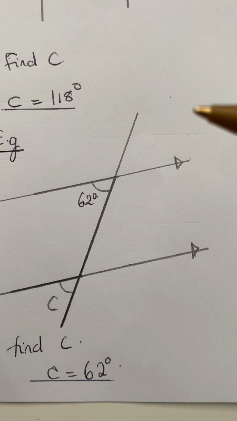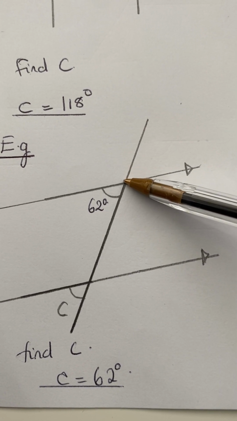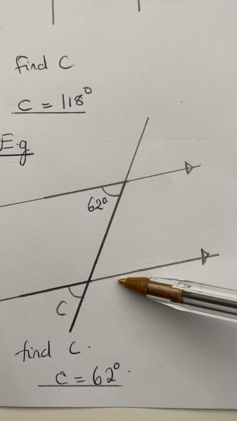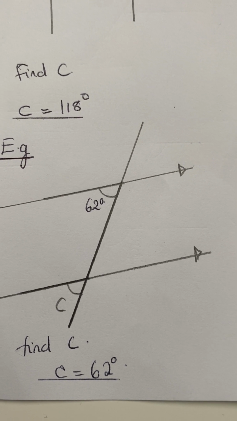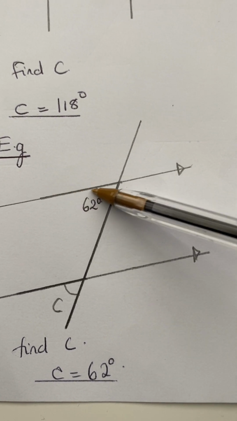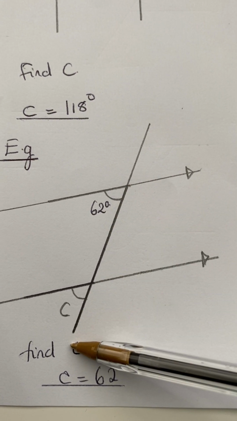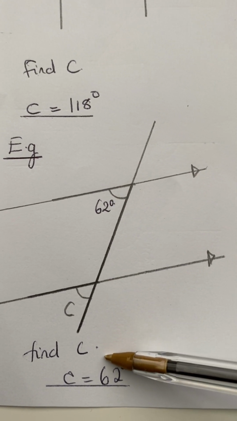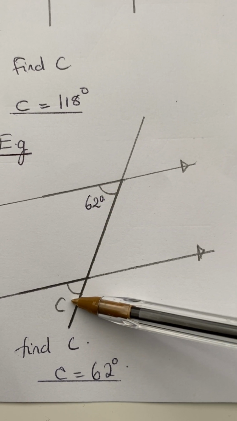So far we've done vertically opposite angles, we've seen angle at a point, we've seen Z angles, we've seen angles on a straight line. So we know a lot of things that we can use to solve. Your ability to just look at the shape F and say that this should be equal to this will be very, very helpful. So if this is 62, that will be 62 as well.